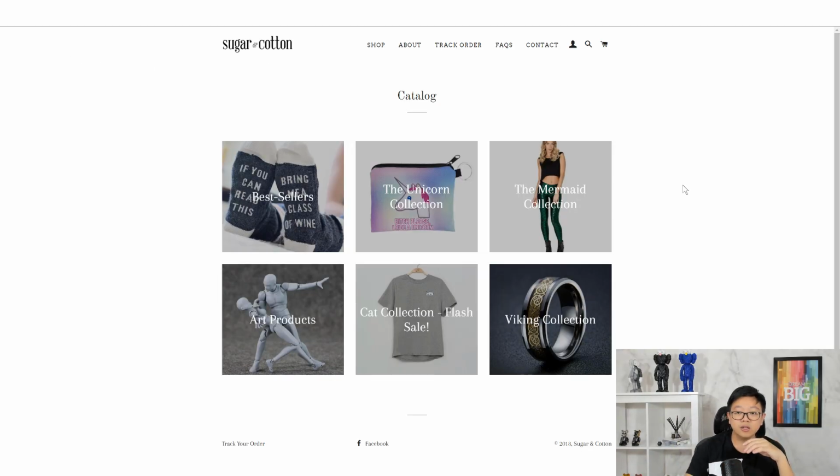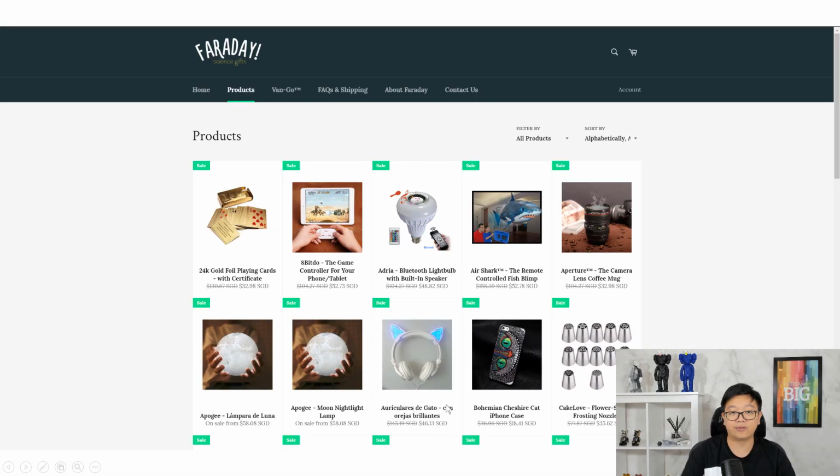So let's check out some examples of a general store. Sugar and Cotton is a popular Shopify store that's doing pretty well in e-commerce. They have different categories: art products, cat collection, Viking collection, mermaid collection. This is a good example of a general store. You pretty much sell everything.